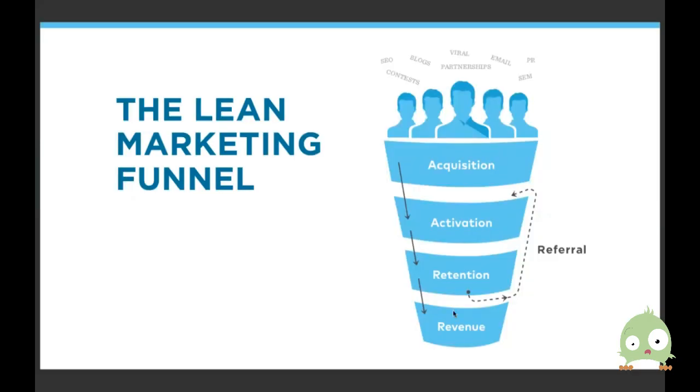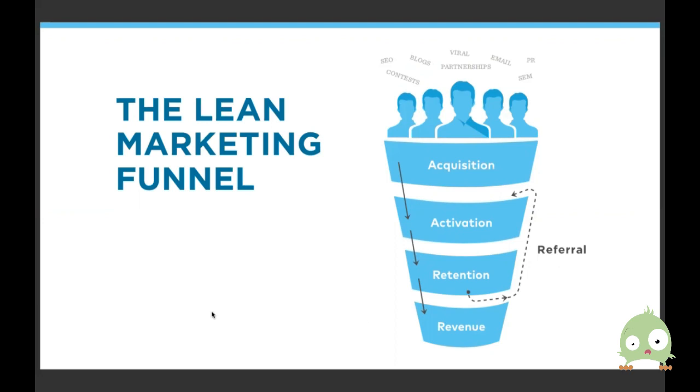Hello everyone. In this video, I'm going to talk about the growth hacking lean marketing funnel. Now, as we have discussed, there are different stages of the lean marketing funnel, which starts from acquisition, activation, retention, revenue, and referral. Each stage has its own value, and each stage is directly connected to each other. Ultimately the goal is to get revenue, and referral is also related to generating revenue.